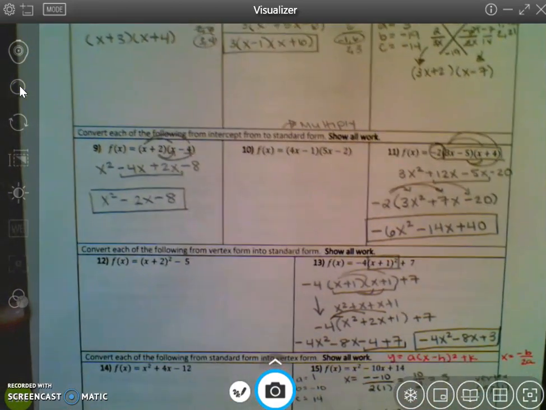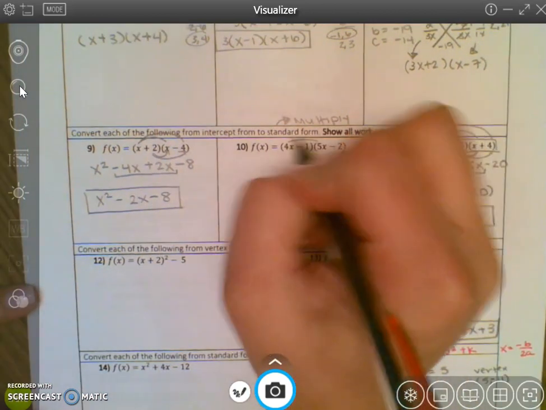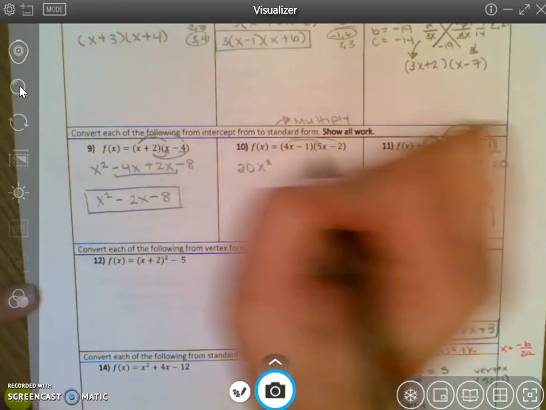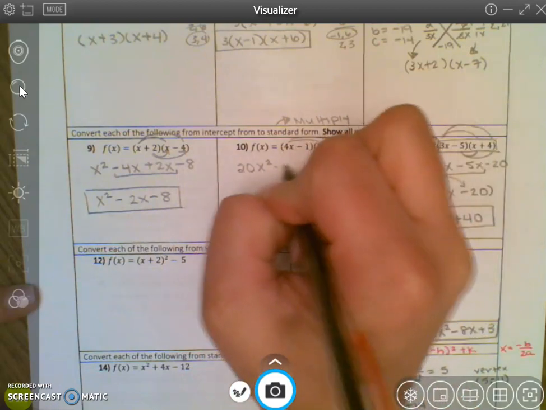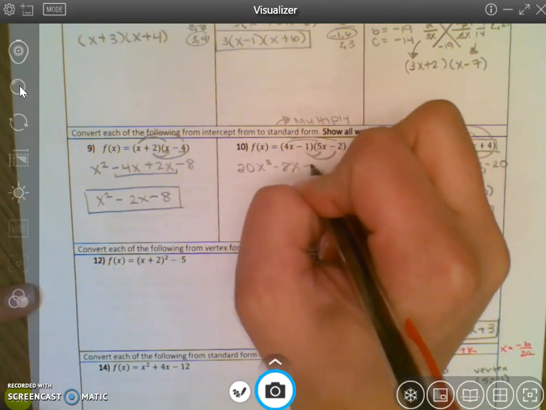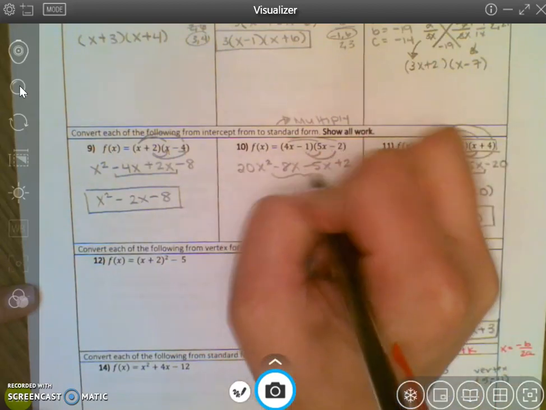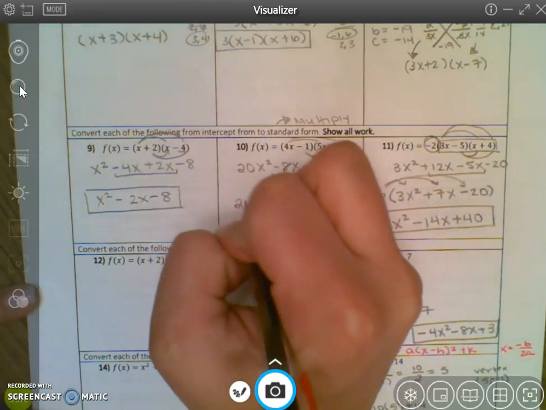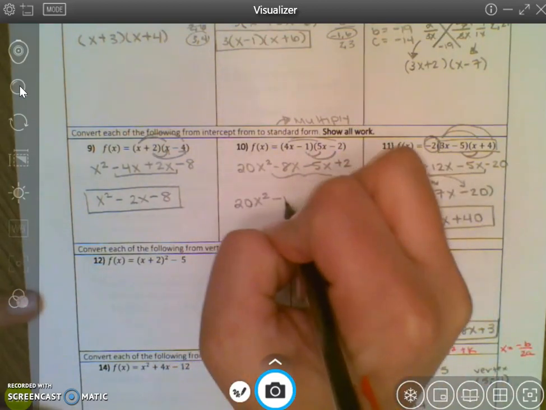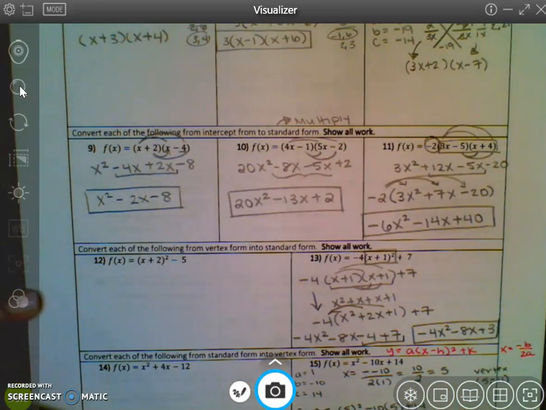Okay, let's go below. Convert the following to standard. Okay, standard means FOIL everything out. 4x and 5x makes a 20x squared. 4x and negative 2 makes a negative 8x. Negative 1 and 5x makes a negative 5x. Negative 1 and negative 2 makes a positive 2. Add like terms. 20x squared, minus 8, 9, 10, 11, 12, 13, minus 13x plus 2. Final answer.